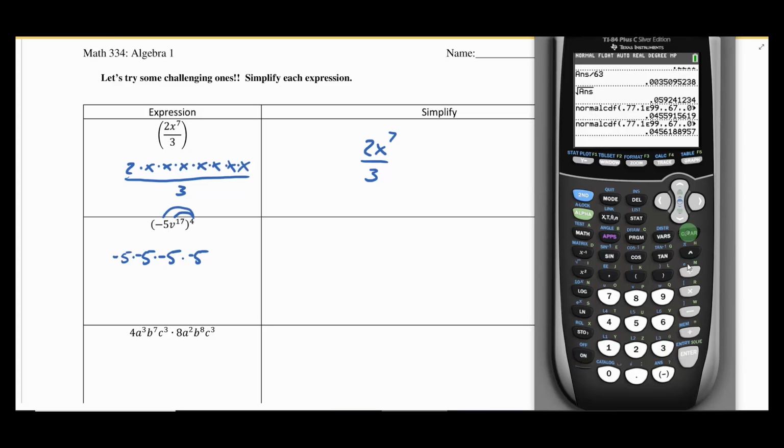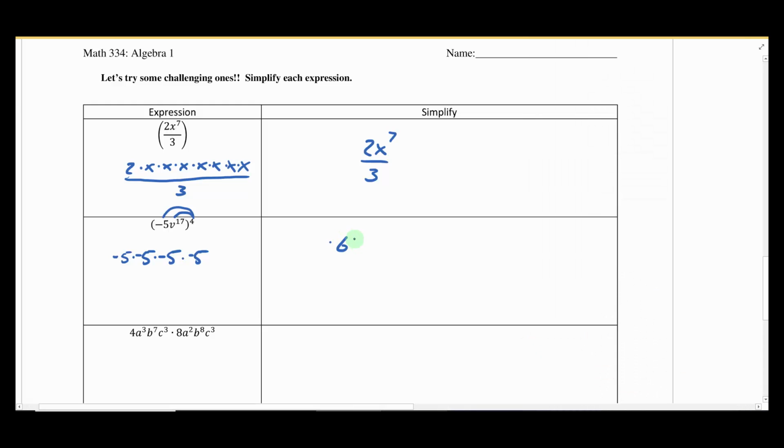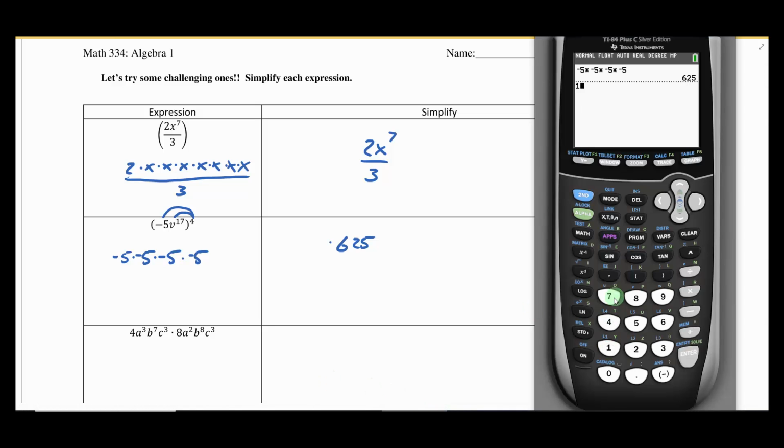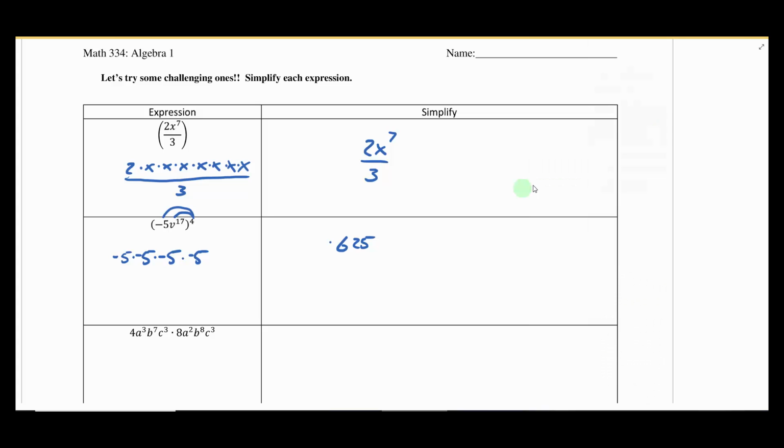Let me clear this out. We've got -5 times -5 times -5 times -5. There we go. So that's 625. So I'm going to go ahead and write that down. And then we have v to the 17th raised to the 4. So we're going to multiply those two exponents. So 17 times 4, and that is 68. So we're going to have 625v to the 68th power, right?